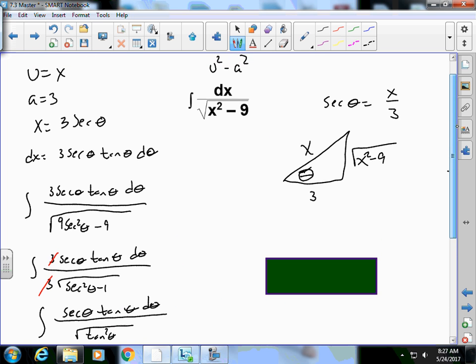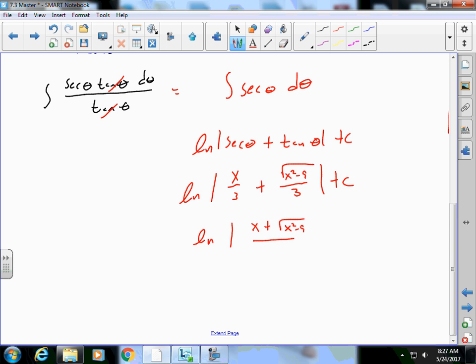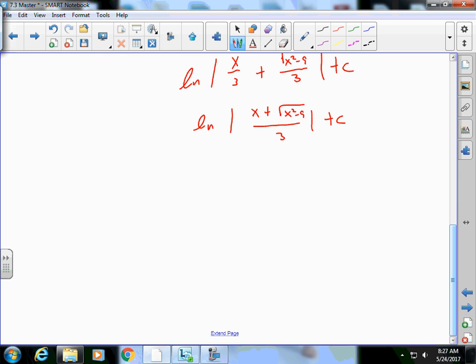We would then go back to our triangle that we have up here and look for what is a tangent theta, what is a secant theta, and then we'd find out that after substitution, we have the natural log of the absolute value of x over 3 plus the square root of x squared minus 9 all over 3, plus a constant. We can then rewrite it if we'd like to be one fraction. And if you really want to go crazy, you can use the rules of logs and break this apart.